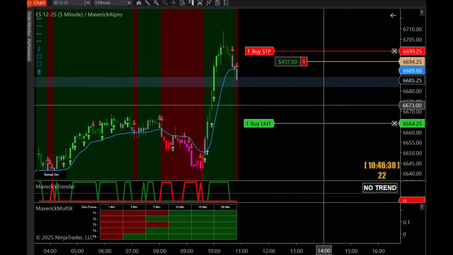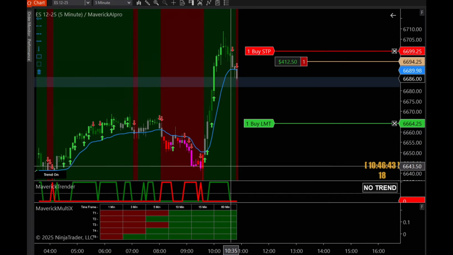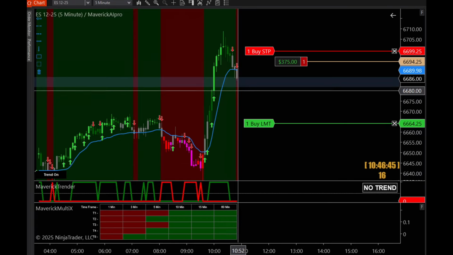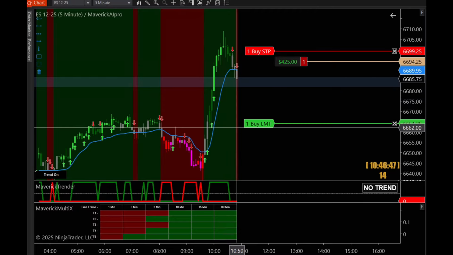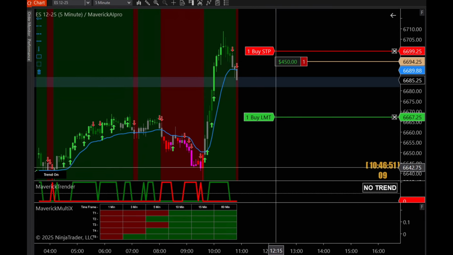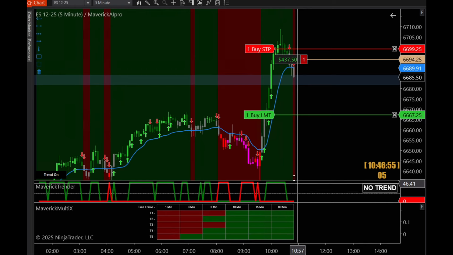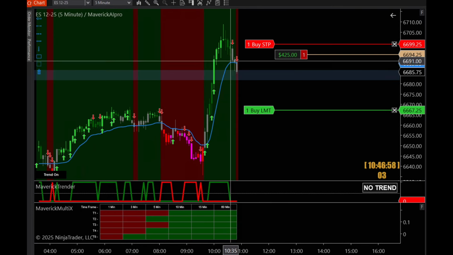Okay, so we're only in one contract, so I can't really scale in and scale out of this thing. Now, if we do break this level, I might add another contract and take it down to here. I'm not looking for a huge move. Okay. Maverick Trender is not triggered yet because there's not enough of a trend to trigger it.